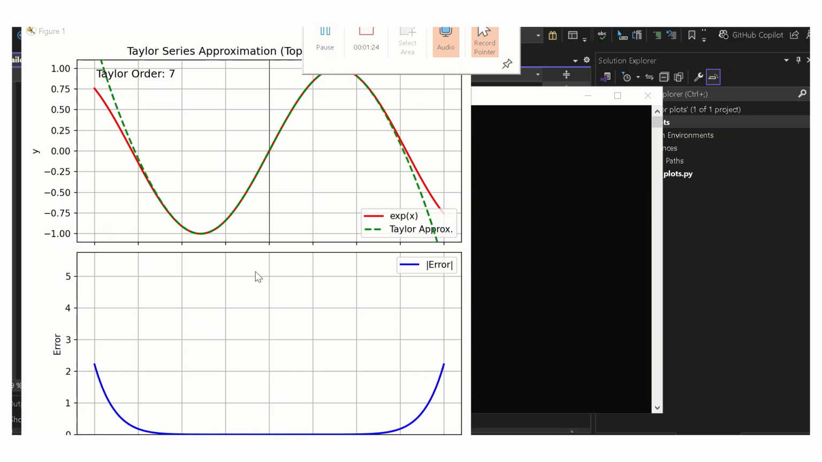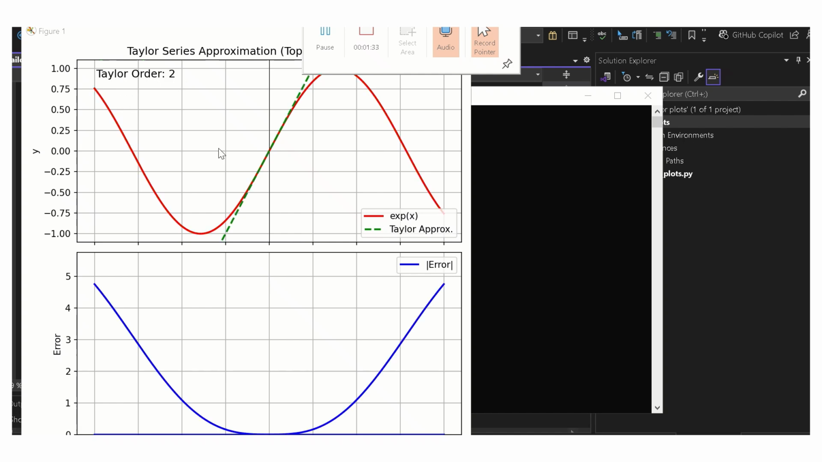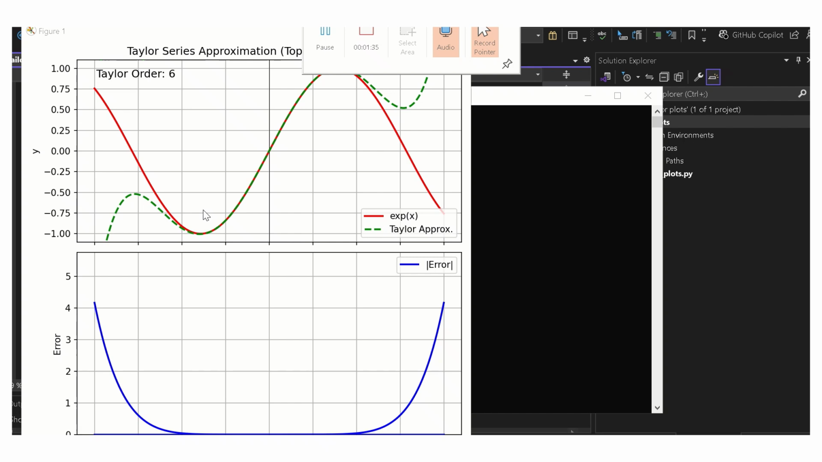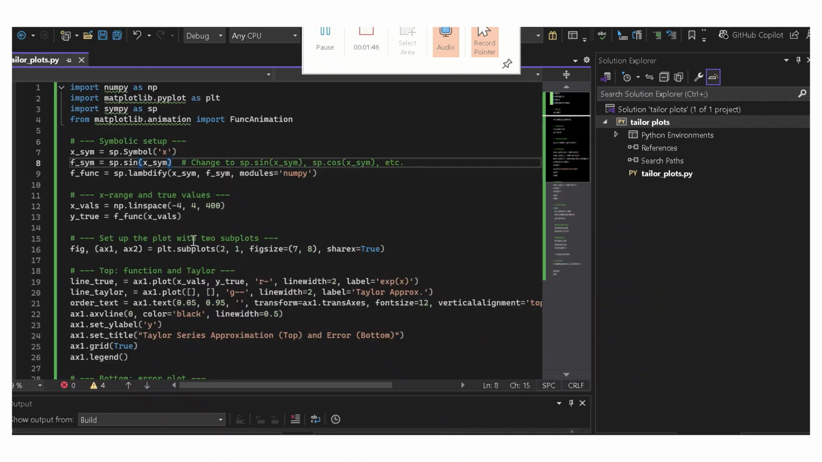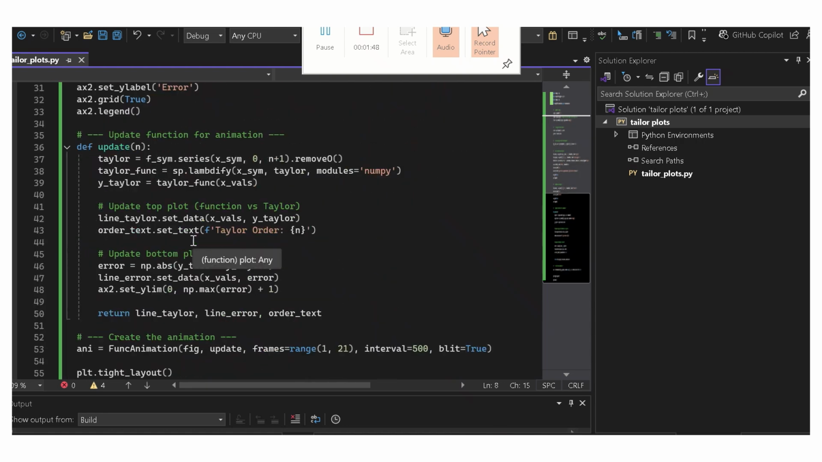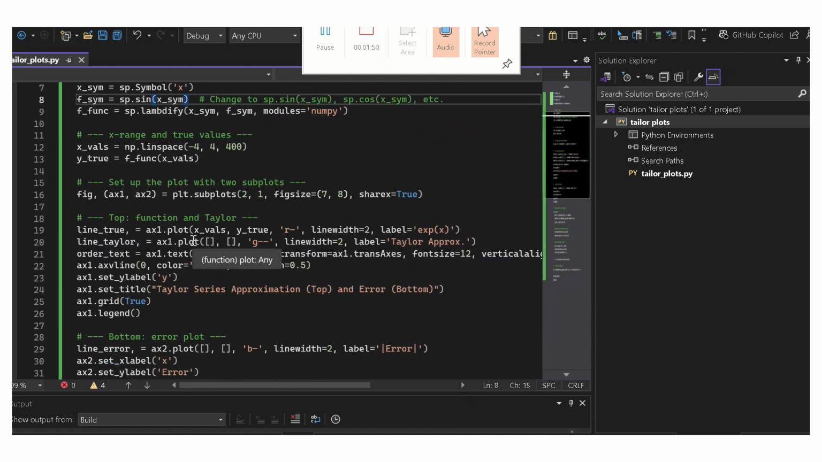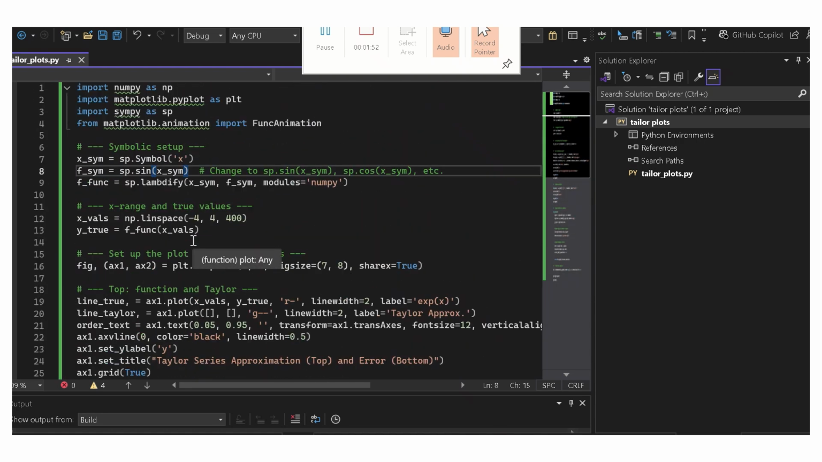Now I'm doing the same thing for sine. As I increase the Taylor order, or number of terms, the approximation gets very close, and the error is dying out. I could also plot another function, but the code is there. You can just rewrite it, or I can put it in the description. Not that bad. Yeah, thank you. I think that's the end of the video.